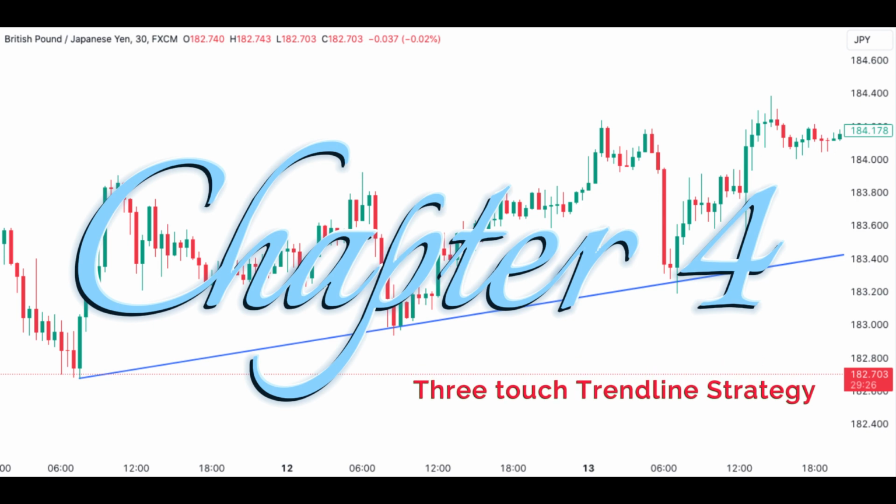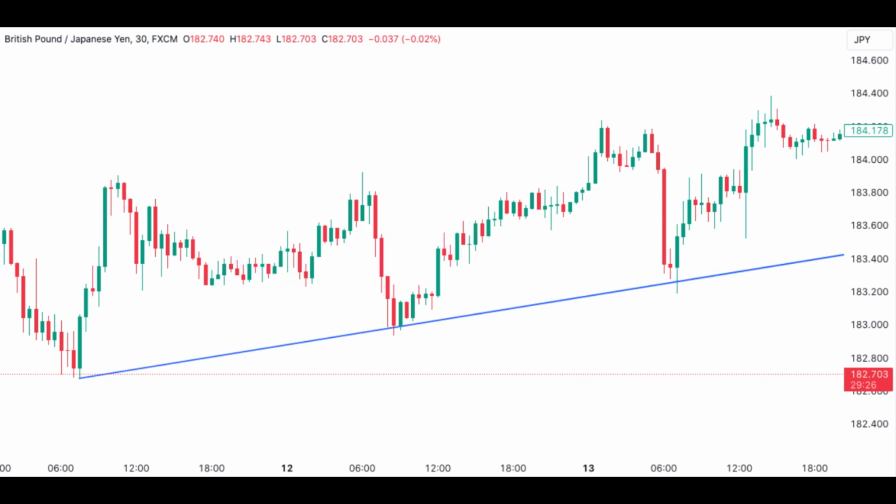Next strategy is a three-touch trend strategy. A trendline strategy is one of the reliable trading tools used by the big guys to trade the financial market. It has a very high win rate and is easy to trade. Now, how to draw a reliable trend line? There are two ways to draw a valid trend line. First, draw from the wick to wick, and the other is from the wick to body.